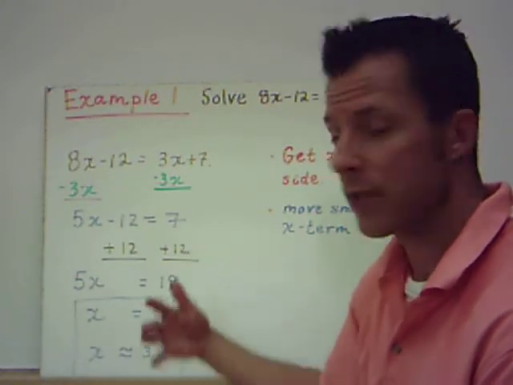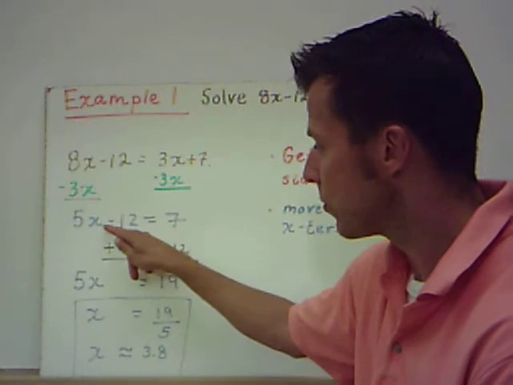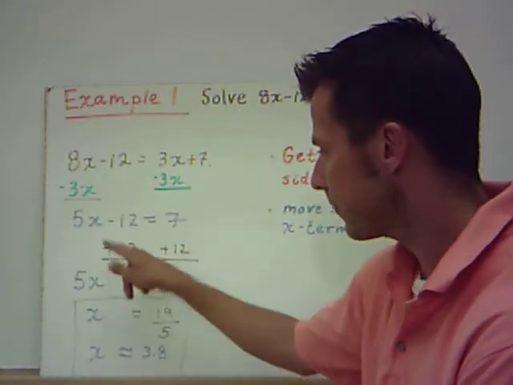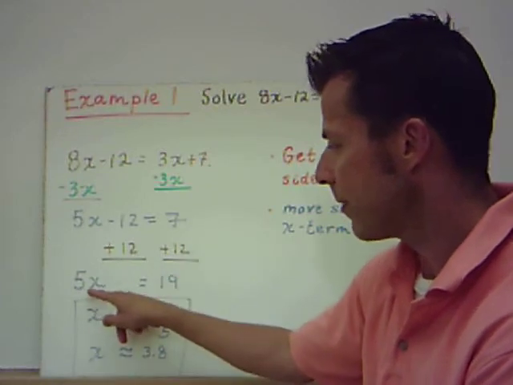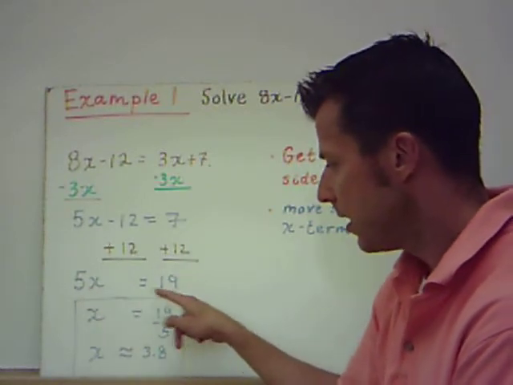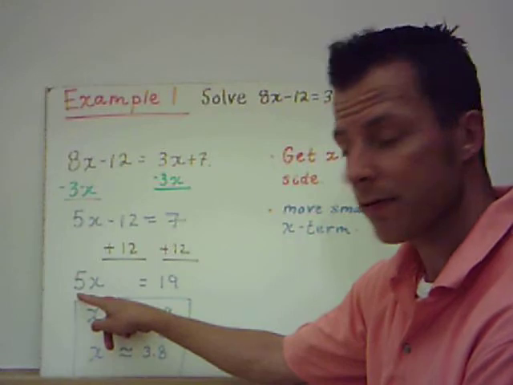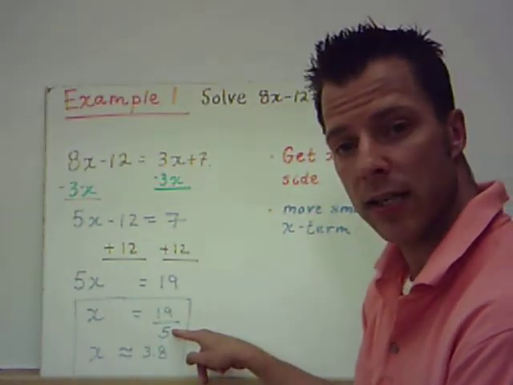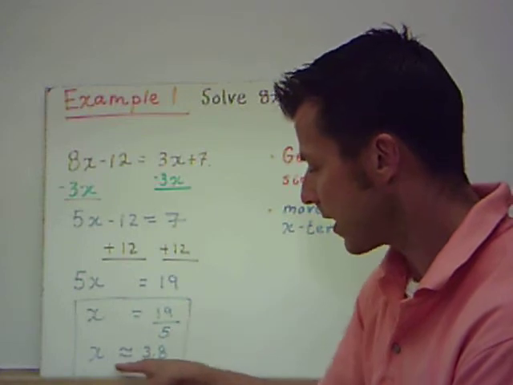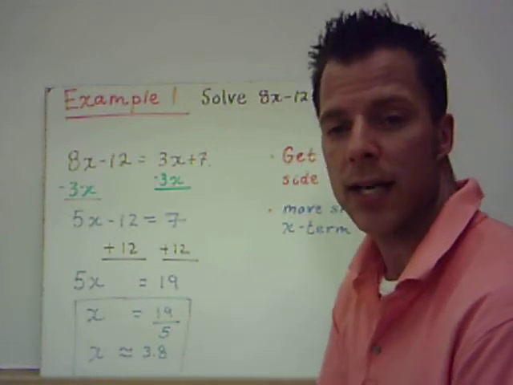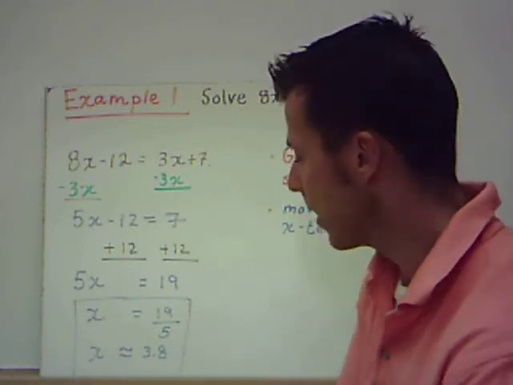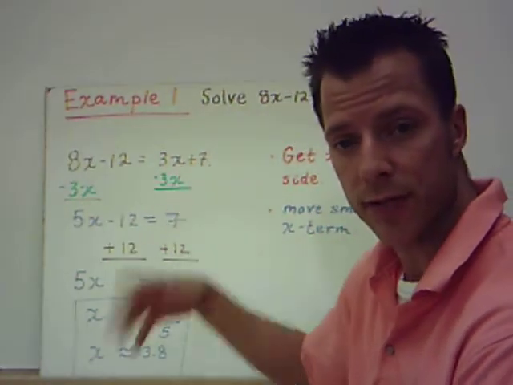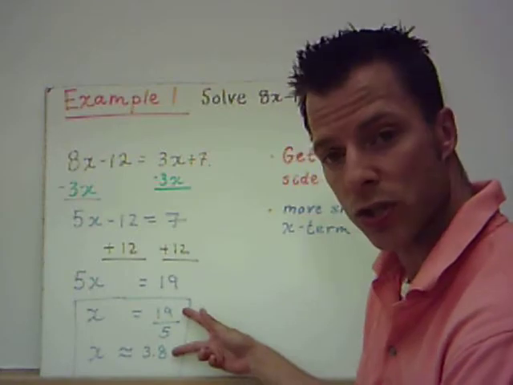So now this becomes a two-step equation. You have subtraction and multiplication, 2 steps now to complete the equation. I add 12 to both sides, and I'm left with 5x equals 19. Divide each side by 5, okay, and I get x is equivalent to 19 over 5, or x is approximately 3.8. Now, if you want to check to see if this is correct, you just plug 3.8 in for each of these x's and simplify, okay? So either answer is correct.